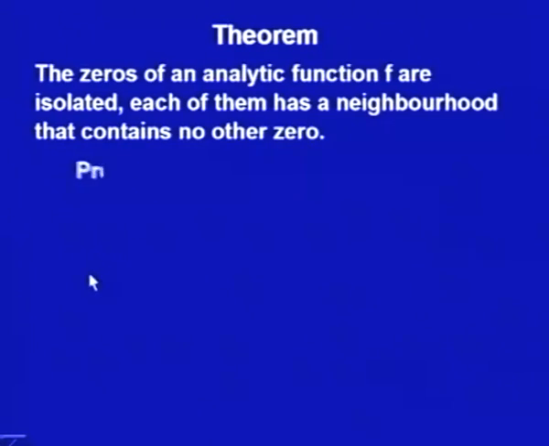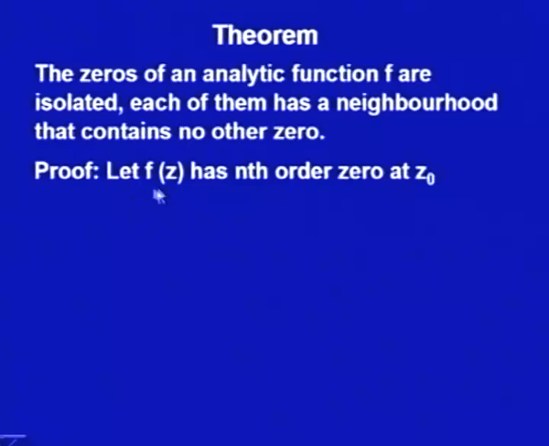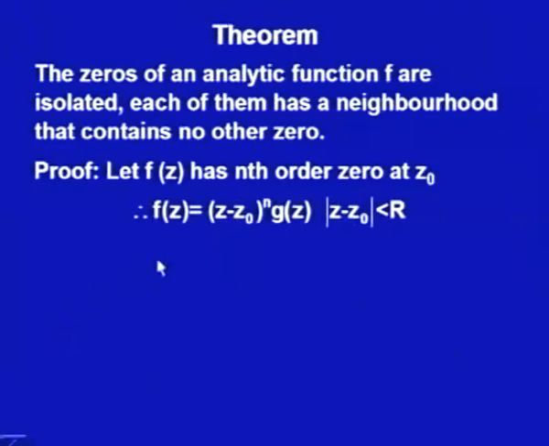Let us prove it. Just now what we have done: suppose f of z has nth order 0 at z naught. That says I can write f of z as z minus z naught to the power n G of z in the region mod z minus z naught less than r. Just now we had shown that if f of z is analytic, we can write a Taylor series expansion at the point z naught, and if it has nth order 0, then the Taylor series expansion could be written over here, where G of z is also an analytic function, because what would be the G of z?